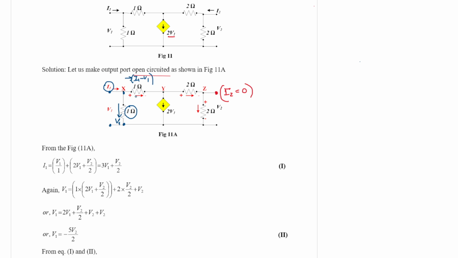This is connected between X and Y. Okay. So after reaching node Y, one current is flowing to V1, and the remaining current will be flowing through YZ. And since this is open circuited, whatever current is flowing through YZ will be flowing through this 2 ohm resistor.